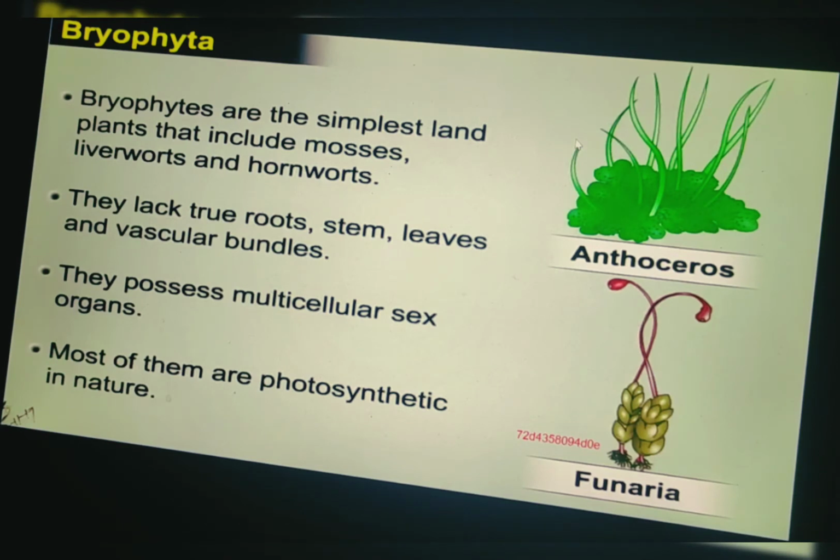The simplest of terrestrial plants are grouped under bryophyta. These plants are generally found in wet swampy areas. Mosses, liverworts, and hornworts fall into this category. The plant body is differentiated but lacks true roots, stem, and leaves. It also lacks vascular bundles. These plants possess multicellular sex organs and are mostly photosynthetic. Examples of liverworts are Anthoceros and Funaria.